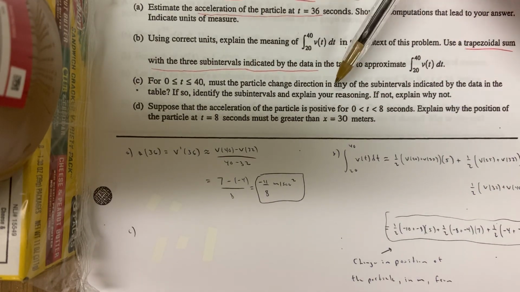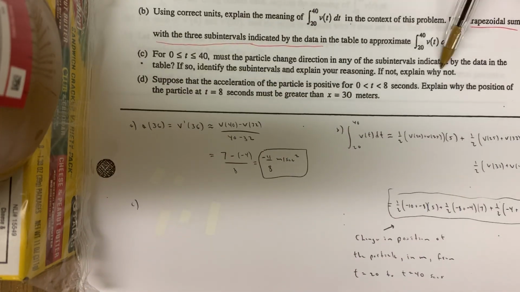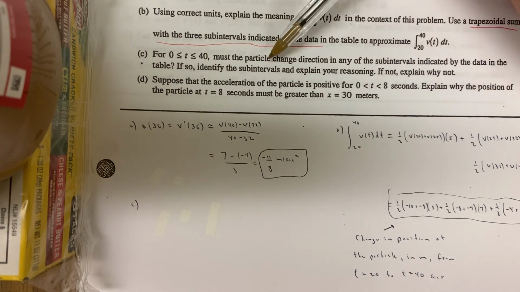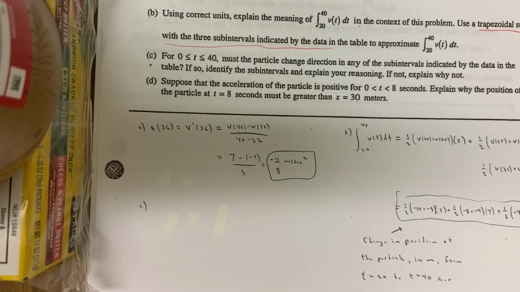Must the particle change direction in any of the subintervals indicated by the data in the table? These are our subintervals up here. We have 1, 2, 3, 4, 5 subintervals. If so, identify the subintervals and explain your reasoning. If not, explain why not. Remember, we know a particle is going to change direction when its velocity equals 0 or it's undefined, which they don't tell you here.